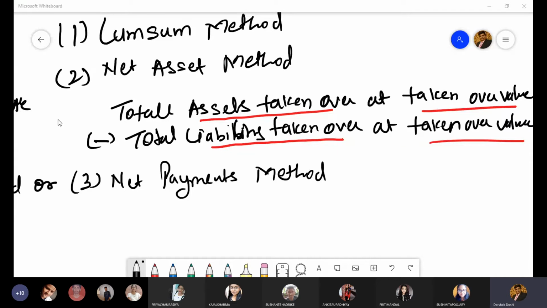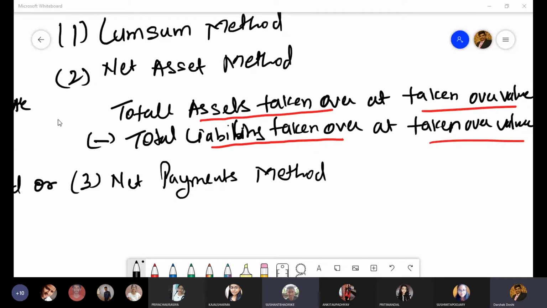For every 5 equity shares in vendor company, purchasing company issues 3 equity shares and 1 debenture. So my question is that 1 debenture which is paid to equity shareholders, will it come in our calculation of net payments method as per for purchase consideration? Yes. It is payable to the owners of the company.